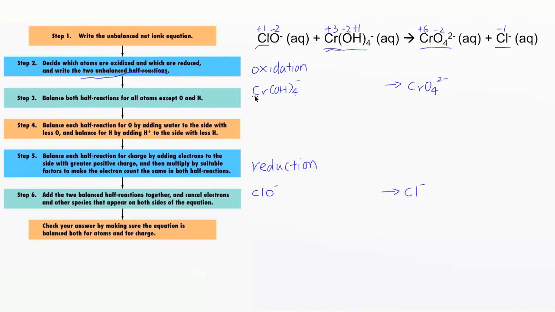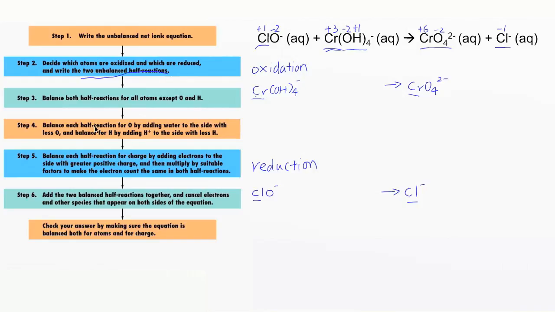When you look at this oxidation half reaction, besides oxygen and hydrogen, you have chromium. So you have to balance chromium first. You have one chromium on the reactant side, one chromium on the product side, so it's balanced. Let's do the same thing for the reduction half reaction. You have to balance the chlorine first. You have one chlorine on the reactant side, one chlorine on the product side. It's balanced, so we are good for step 3.